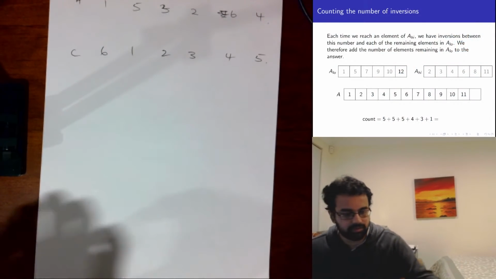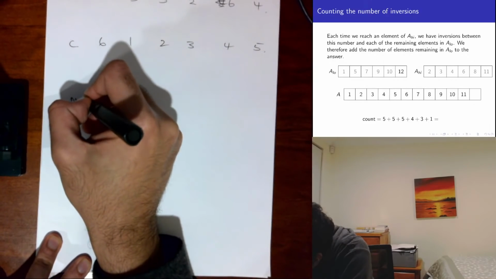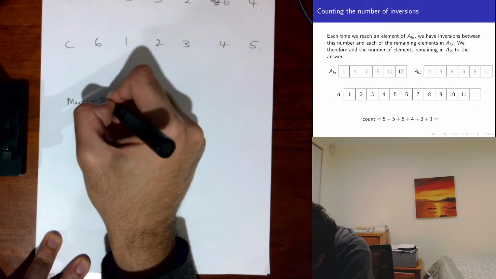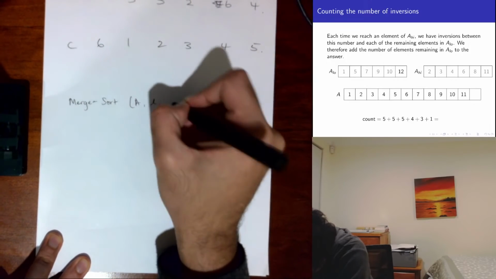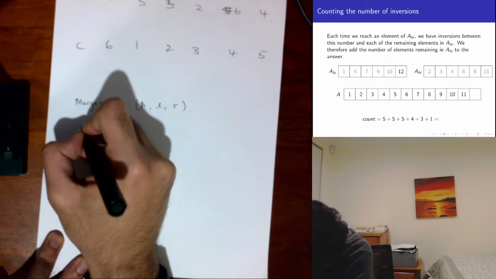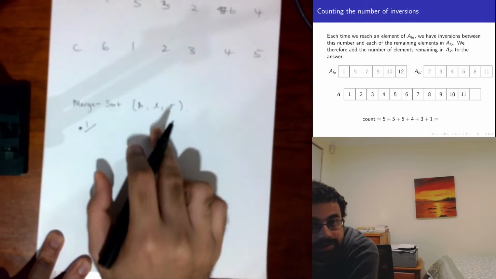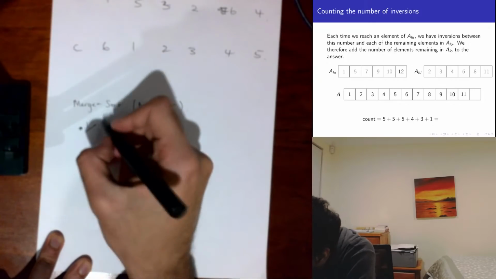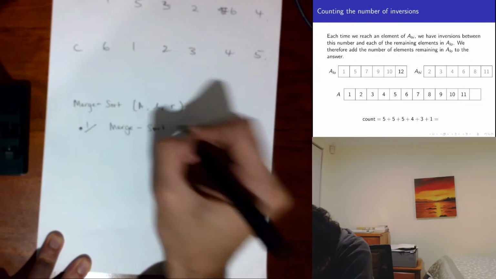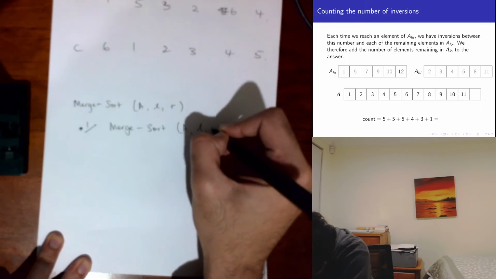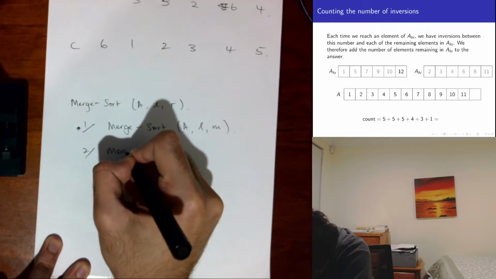Right, let's recap what merge sort does. If I want to merge sort an array from index L to index R, first I will recurse on the first half. Then I'll recurse on the second half.